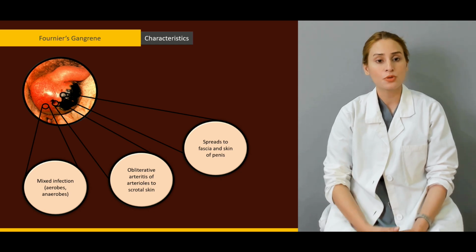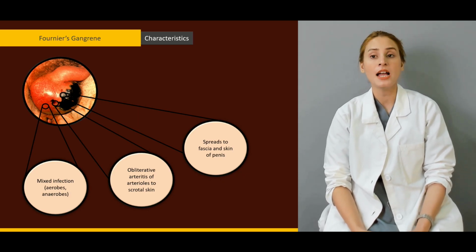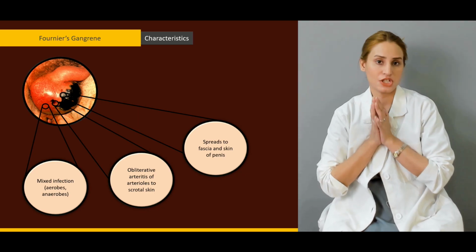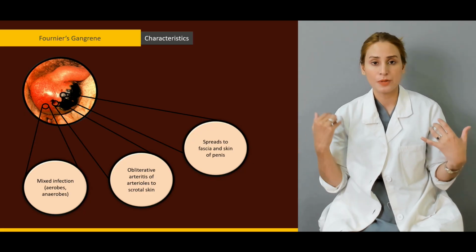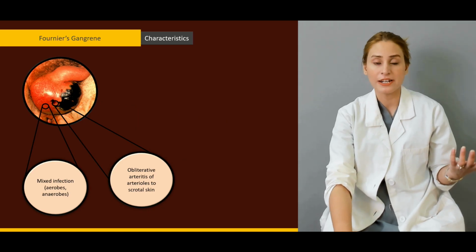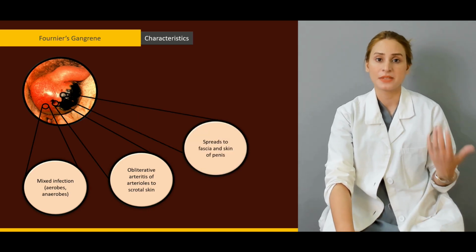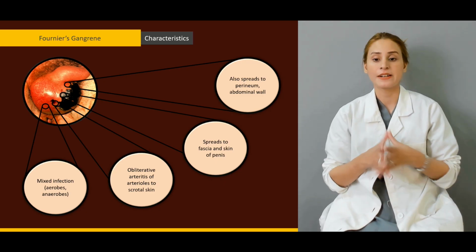gangrene. The important thing about this is they spread to the fascia, and they spread to the skin of the penis as well. But the good thing is that it only involves the fascia and the skin. They do not mostly spread to the deeper tissues, and that's why the testes, although they are exposed, even after the exposure, remain healthy.